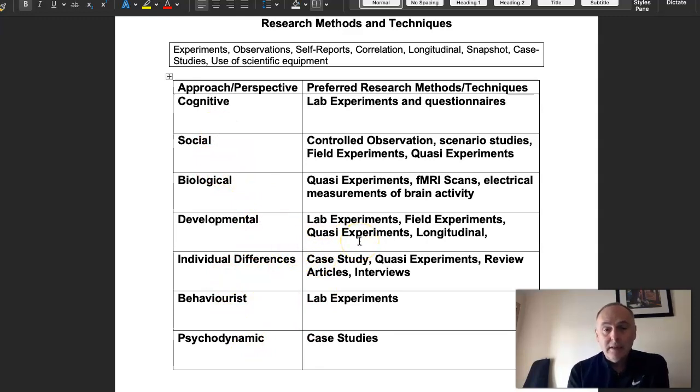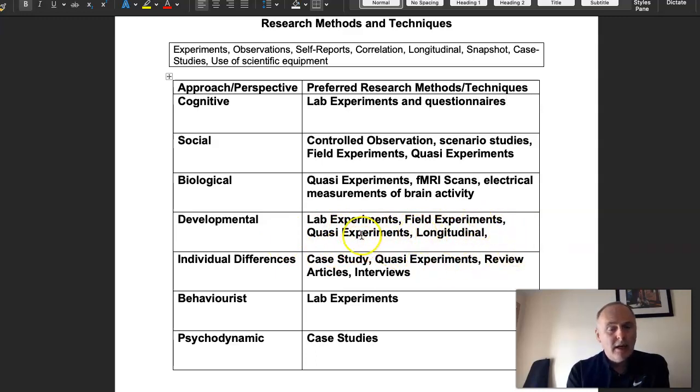Okay, let's have a think about the developmental area then. Again, you've got a wide range of different research methods used here. You do have lab experiments. Bandura is a lab experiment, isn't it? Field experiments, Chaney was a field experiment, wasn't it? Quasi experiments, Kohlberg, I guess, is a quasi experiment.